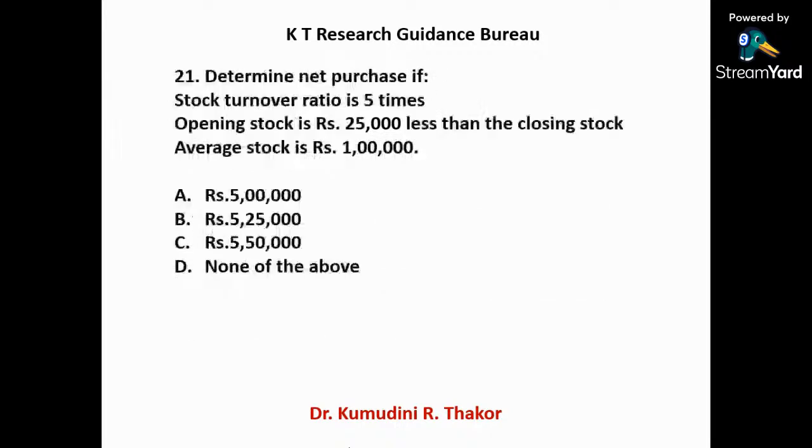Okay. Another question: determine net purchase. Stock turnover ratio 5 times. Opening stock is rupees 25,000 less than the closing stock, and average stock is 1 lakh. Four options are given: A 5 lakhs, B 5 lakh 25,000, C 5 lakh 50,000, and D none of the above. Okay, you have to find out purchase. So apply your brain. In this one, directly nothing is given. So you have to find out the value.